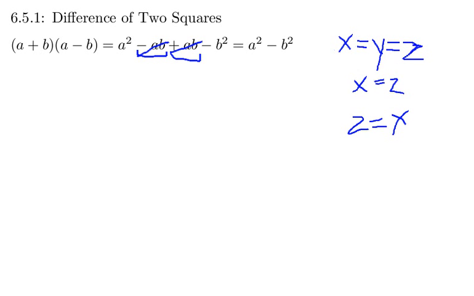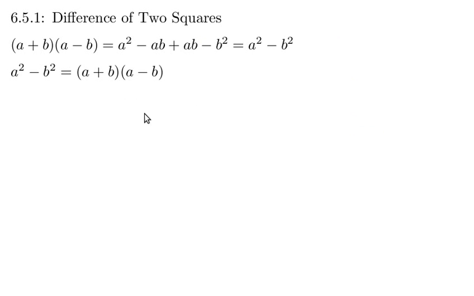So what we have is that a squared minus b squared equals a plus b times a minus b. I just put this on the left side. So if a squared minus b squared equals a plus b times a minus b, then if we have two square numbers where one is being subtracted from the other, we can rewrite it in this form.